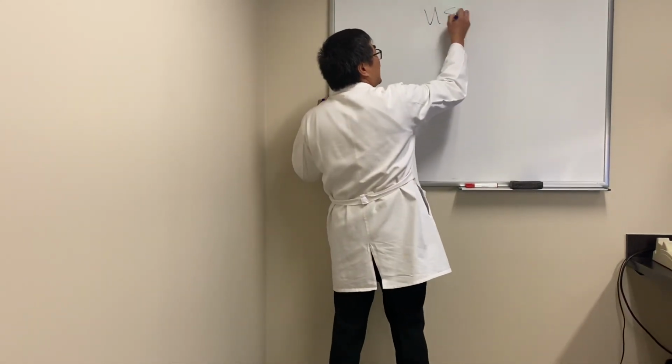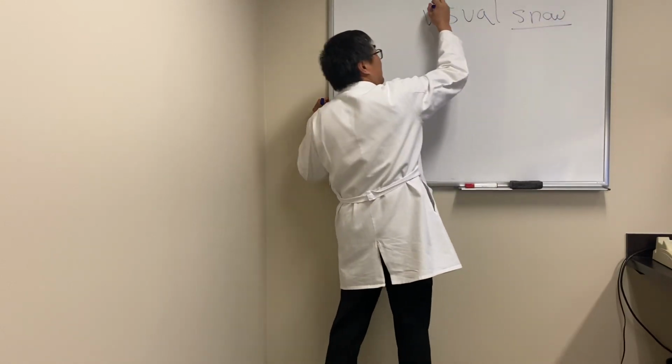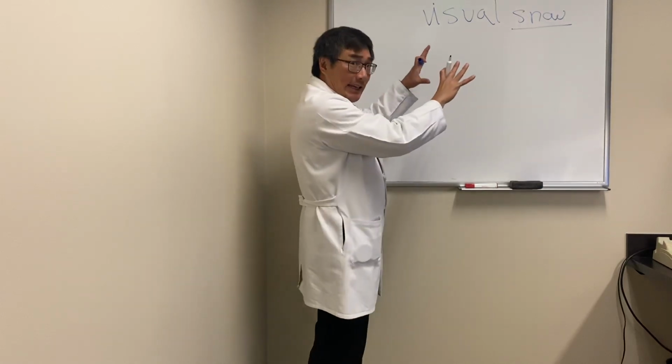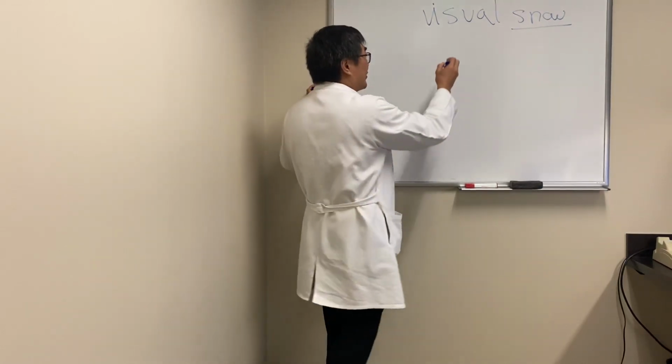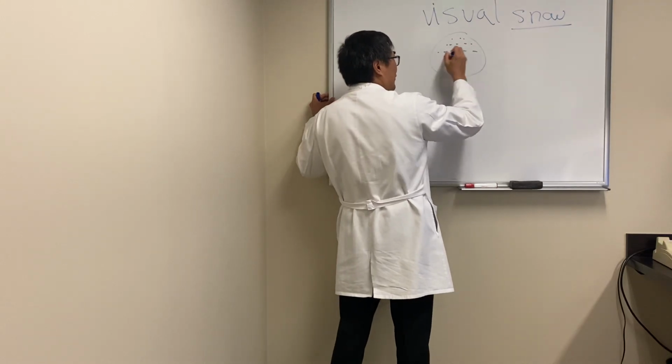So today we're going to talk about visual snow. People describe what they see as snow or static, like a broken television screen. It's diffuse and bilateral, and it kind of just fills their visual field.